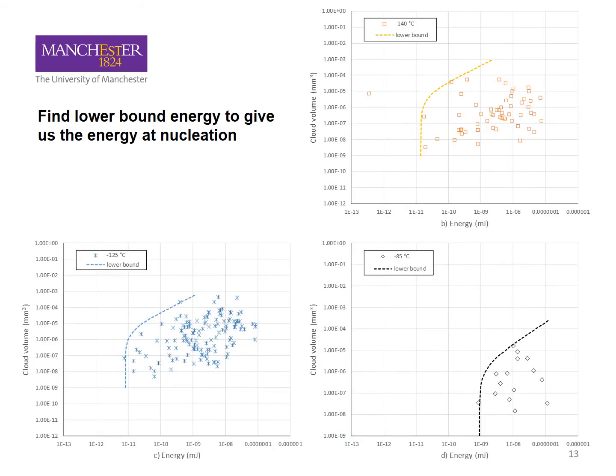These figures split the data by temperature. If we assume that the lower energy values occurred closer to the point of nucleation, so are more accurate, then we can draw these lower bound lines, which are linear fits. It's a log-log graph, hence the curve. So this gives us a prediction of the energy at nucleation, and therefore the energy that created a given cloud.